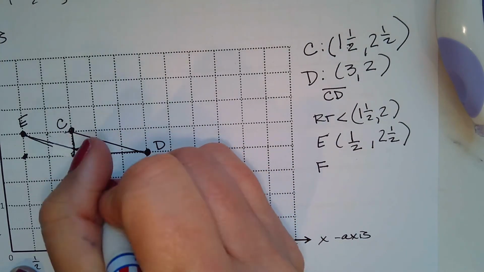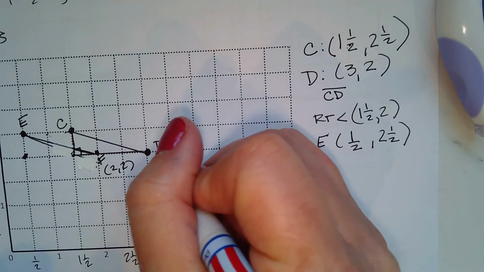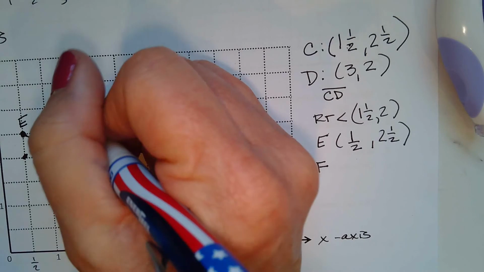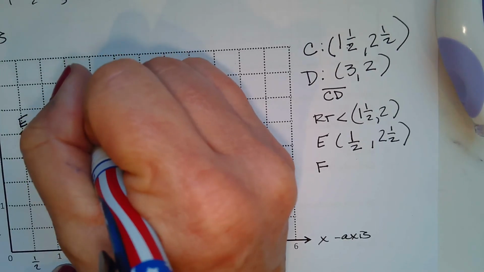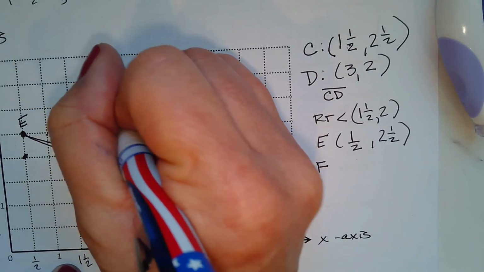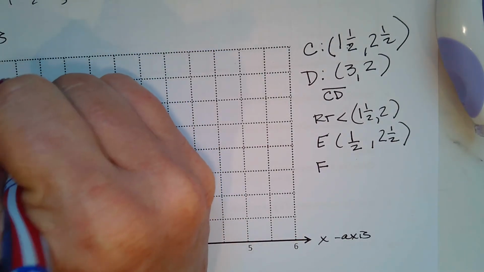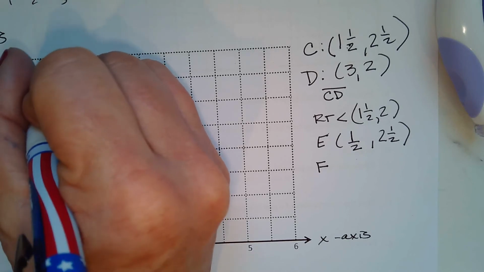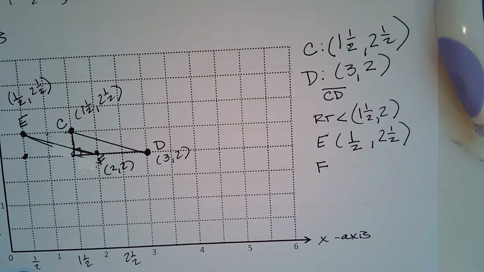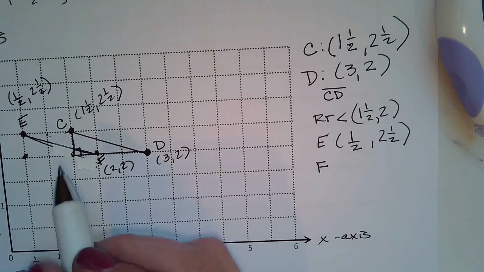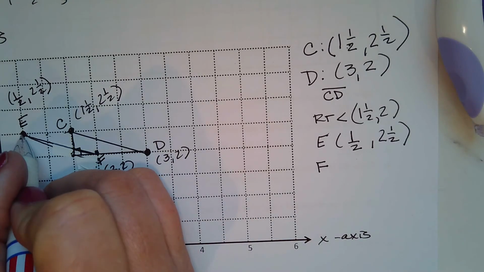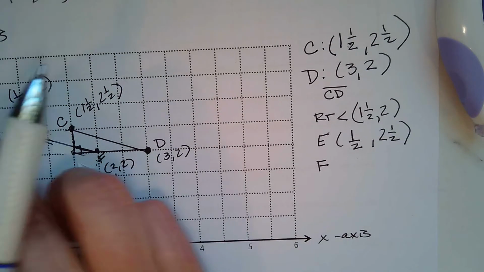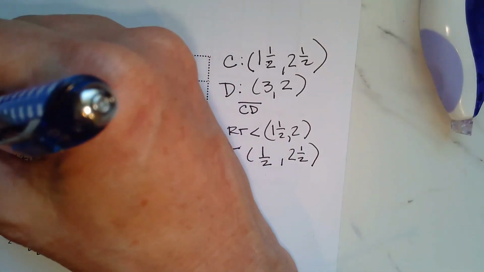It's going to be at 2, 2. This was at 3 and 2. This was at 1.5 and 2.5. Now E is going to be 1/2 and 2.5. Right? All right. So this is 2, 2. This is 1/2 and 2.5. So now I want you to draw the line. If you haven't already done so, connect E and F together.